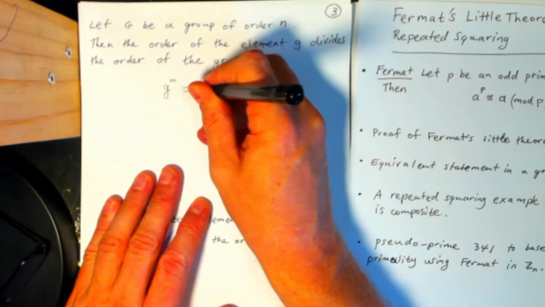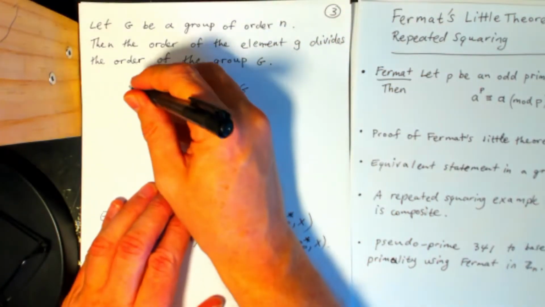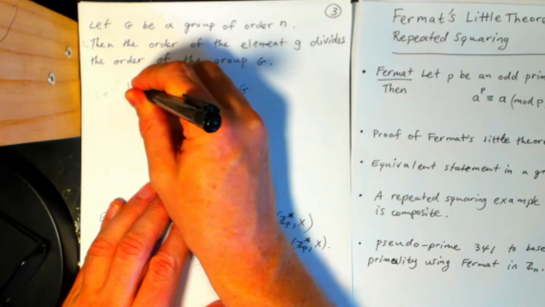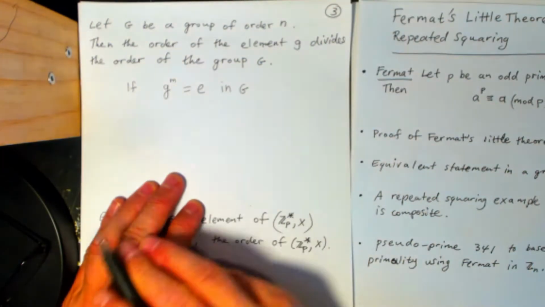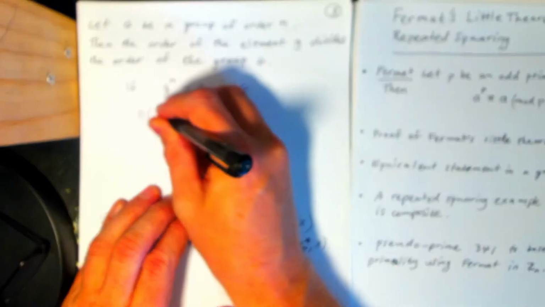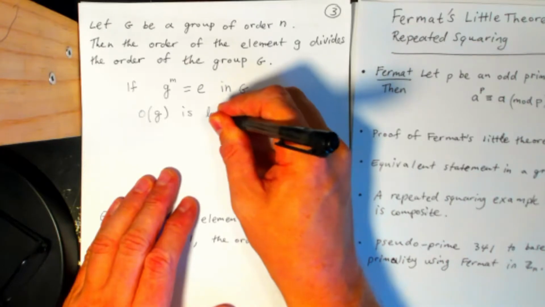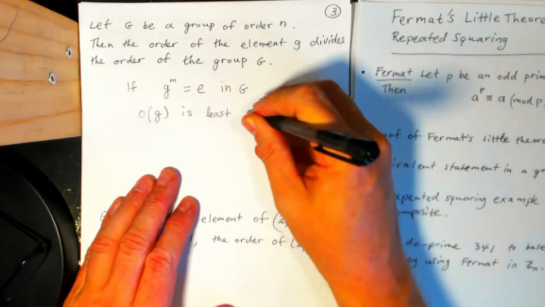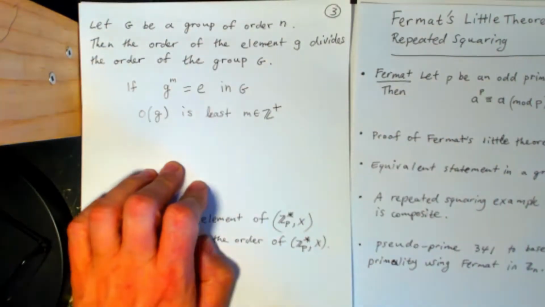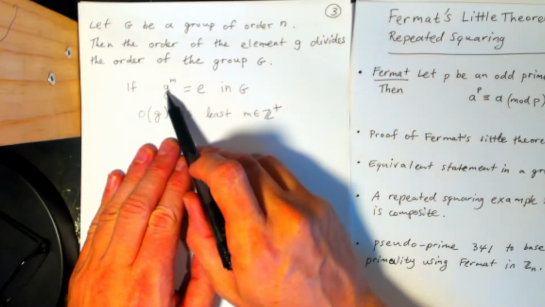So if this is equal to E in G, right? And so m, the order of the element G, is the least positive integer m that makes this happen, okay? So that's the order of the element G.